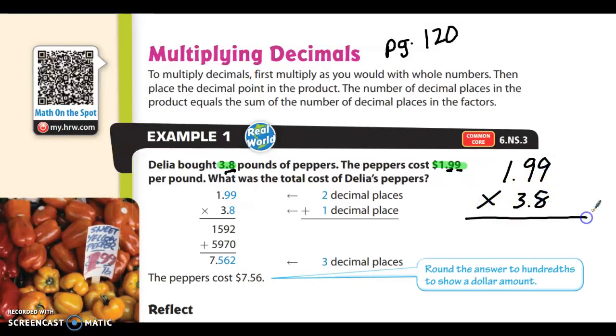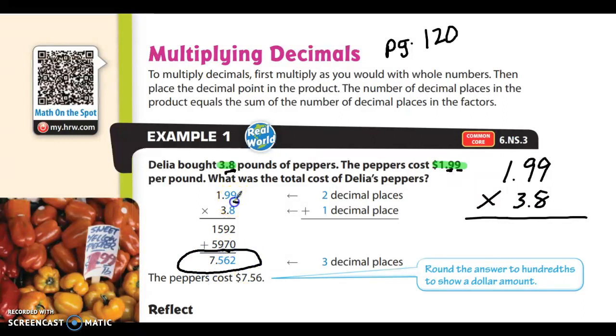Notice I'm not aligning my decimals. You don't have to do that. It says right here, multiply as you would with whole numbers. So we just line these numbers up. It's kind of like we're doing 199 times 38, and we'll deal with the decimal at the end. So you multiply this all out, and they did it over here on the left, and you get 7562.